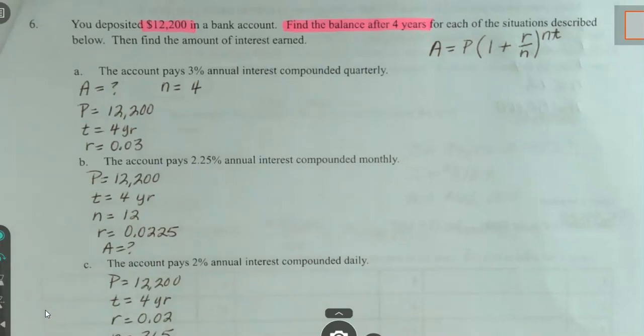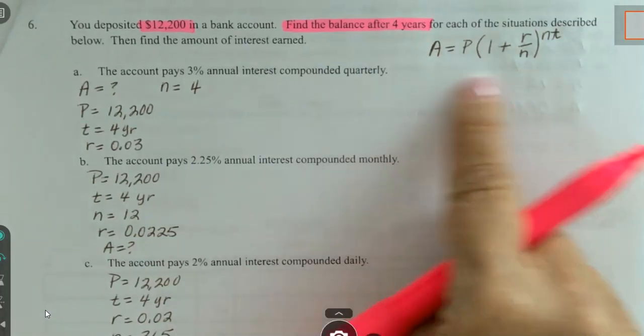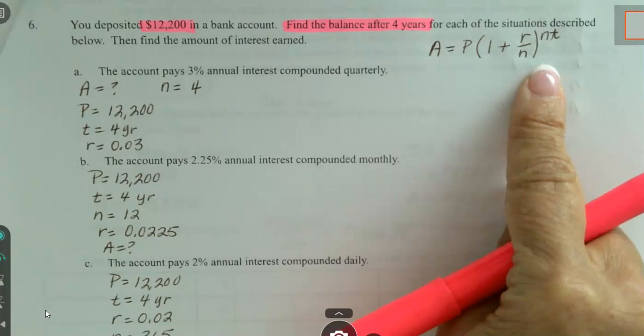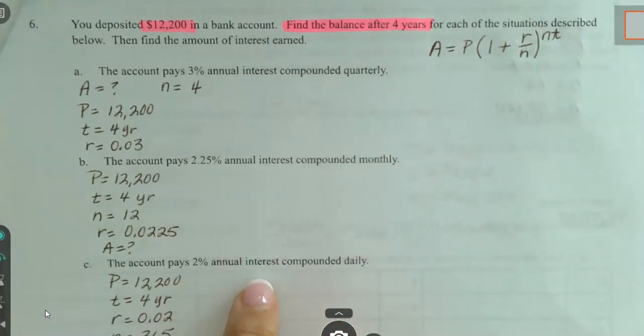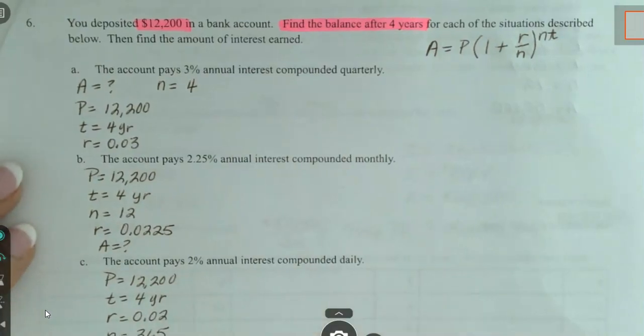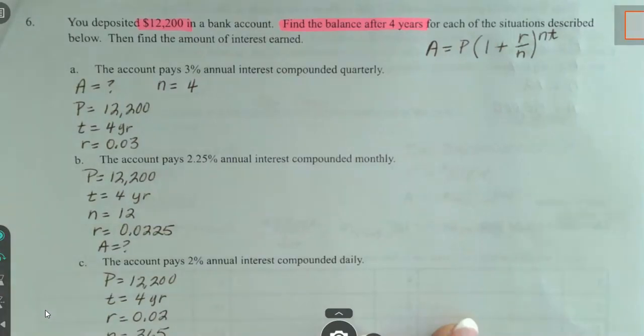One of the things that I have already done is I have rewritten your formula for you, and I've already written down some of the information. So if you need to pause and record the information before we begin the problem, then you can do that, or you can pause afterwards and write it out.